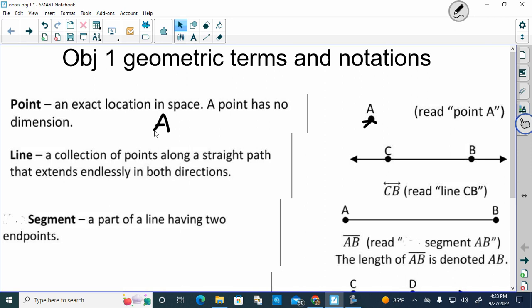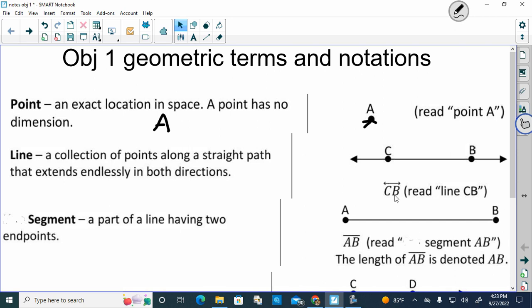Okay. Line: a collection of points along a straight path that extends endlessly in both directions. So the difference between a line and a segment: a line goes on in both directions. It keeps on going, whereas a segment actually terminates. So I could have a segment inside this line and call it CB. Okay, I can measure from C and I can measure to B. Here, I cannot call this a line AB because it doesn't extend on. Okay, it terminates from A to B.